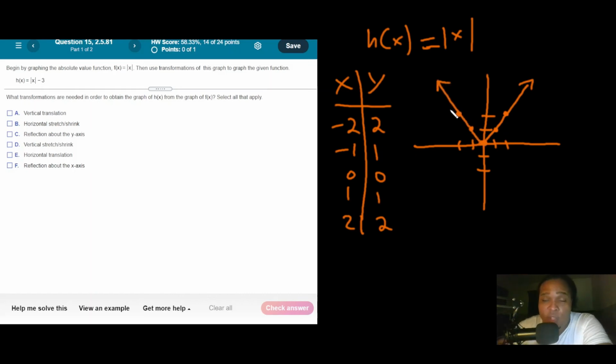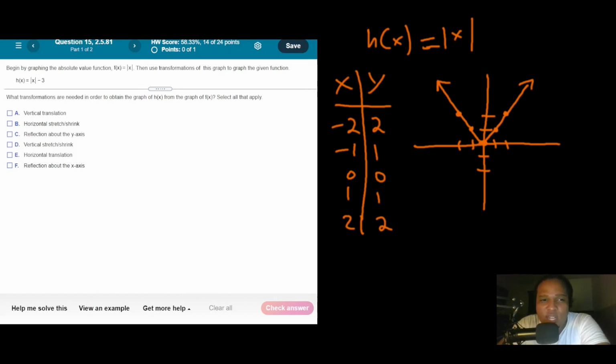To help you remember, you can think of V as being the absolute value. The word value starts with the letter V, so V, absolute value, V, right? So make that correlation, do what you have to do. So this is how the original absolute value looks.